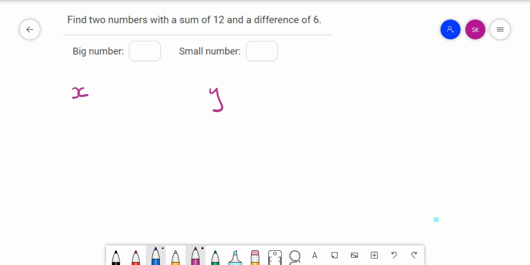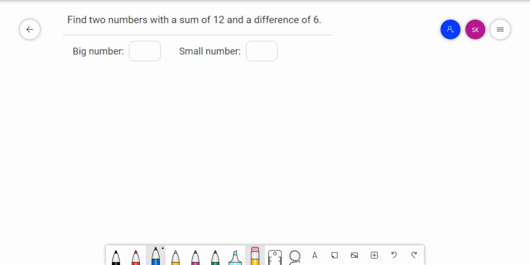I want you to set up two different equations with two different unknowns using this information. If you think you can do it, pause the video, and even if you manage to do that much, have a go at solving them to find what these two numbers are. If you're completely clueless, or if you've had a go but you're still not sure, then keep watching.